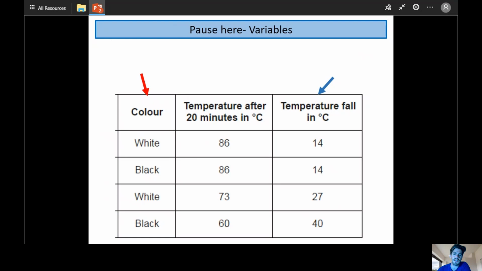Now, pause here for a second, pause the video for a second, see if you can figure out what variable is which.